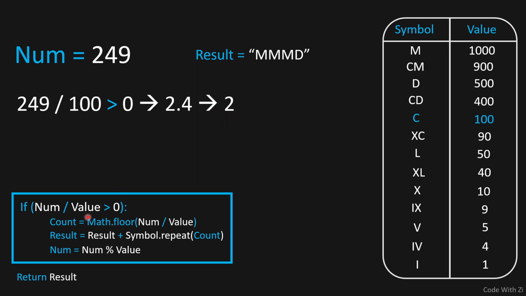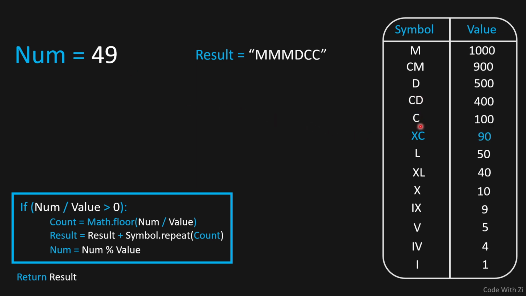And it's gonna be 2. So our count is gonna be 2, and we're gonna say, repeat the symbol, count times, and add it to our result. Count is 2, and our symbol is C, so we're gonna add 2 C's to our result. Then we're gonna say number, which is 249, mod value, which is 100. So 249 mod 100 is gonna be 49. And then we're gonna enter the next round, and our symbol is gonna be XC, and our value is gonna be 90.